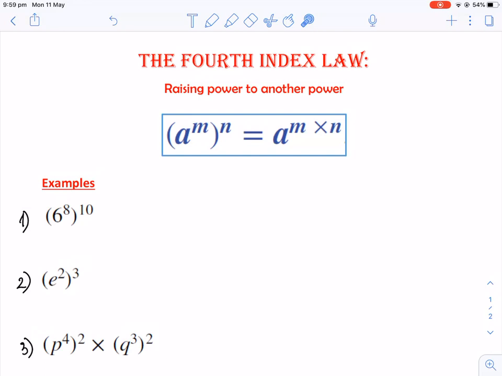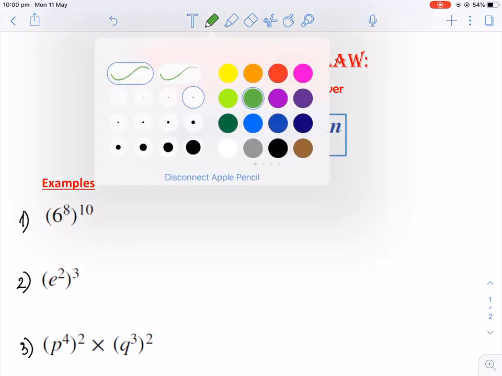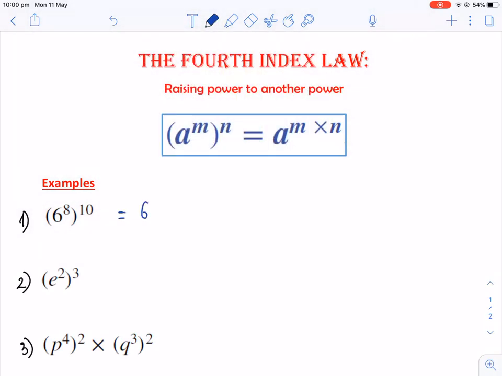We're going to do some more examples to have a deep understanding of the fourth index law. With the first example, I have 6 to the power of 8 and the whole thing raised to the power of 10. I'm going to use the fourth index law, and my final answer is 6 to the power of 8 times 10. So just apply exactly that: I write down the base and the two indices multiplied. So 8 times 10, and your final answer is 6 to the power of 80.